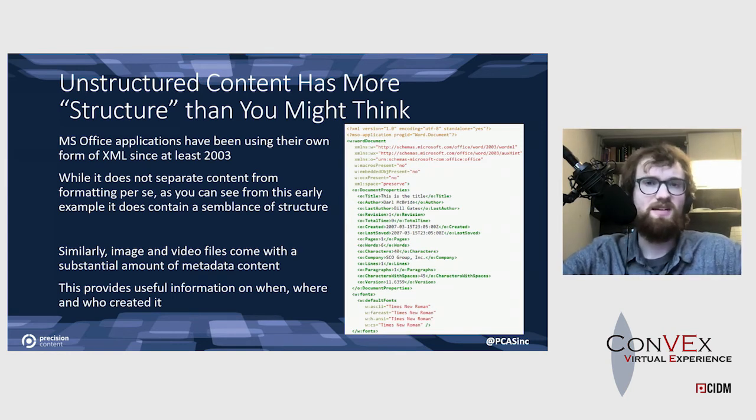So all this might lead people to conclude that they don't need the structure provided by DITA because there's often already some degree of inherent structure there, even if it isn't necessarily what content strategists would look for, which is separation of content from formatting and presentation.